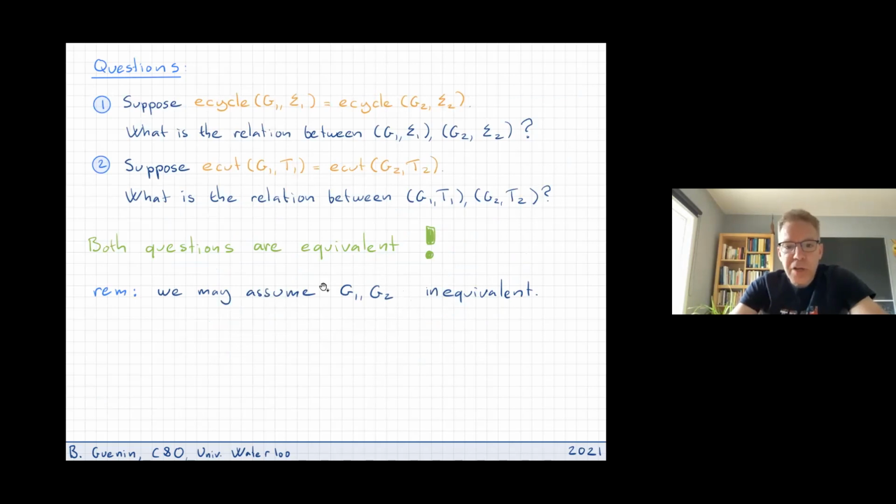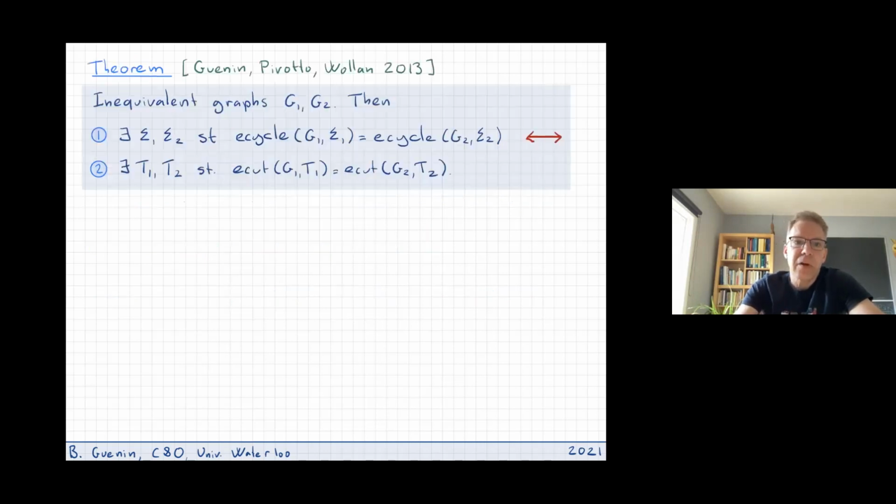So let me just point out that I'm going to assume that those two graphs, G1 and G2, are inequivalent. If the two graphs are related by one flip and two flip, then we can just use Whitney's theorem to understand the relationship between G1 and G2, and then the relationship between sigma 1 and sigma 2 is also straightforward. So here's a theorem that we proved a long time ago.